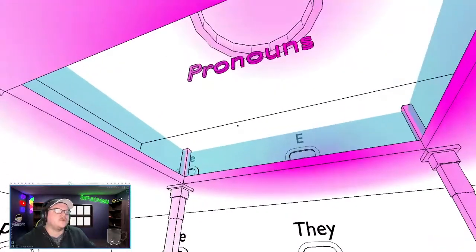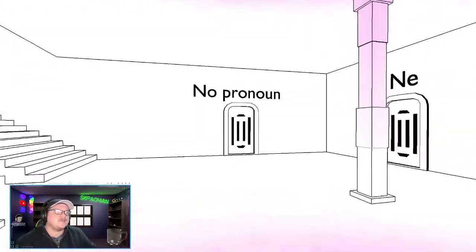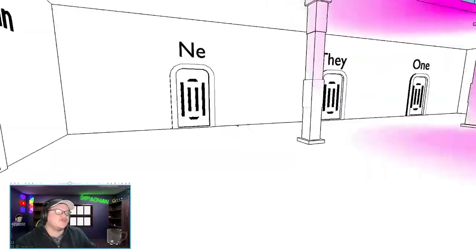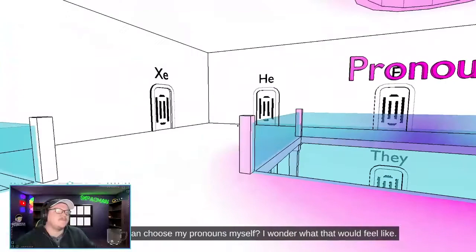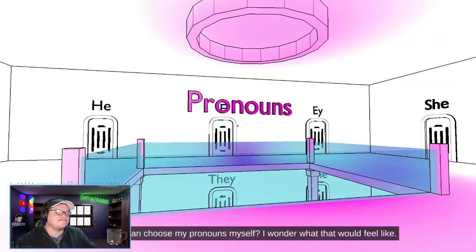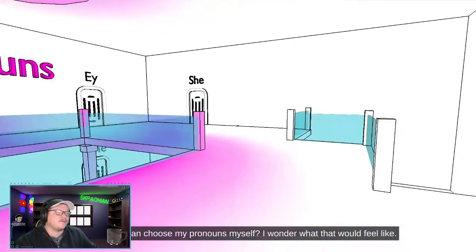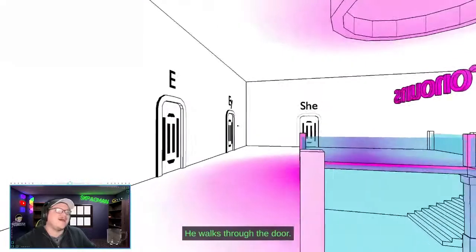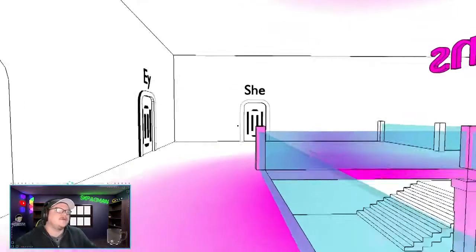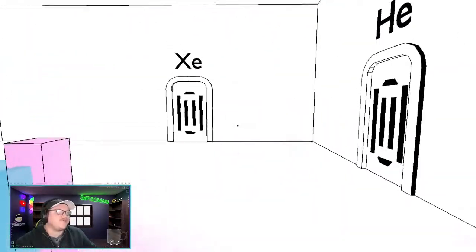Ooh. Pronouns. Nice. Don't prefer a pronoun, or you prefer a pronoun. So I can choose my pronouns myself. I wonder what that would feel like. I identify as he, him. He walks through the door. But there are others. There's plenty of others.